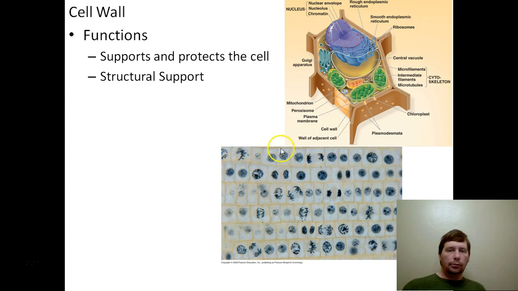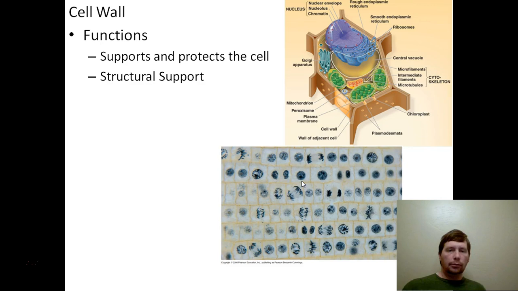So when we're talking about supporting the cell, we're talking about structural support. These are like the walls that hold the cell together. If you look at these onion cells, you can see that they're all pretty much the same shape. They're a square or a rectangle. And the reason they all have the same shape is because each of these cells has a cell wall, and those cell walls are going to hold the cell together in a very rigid shape.